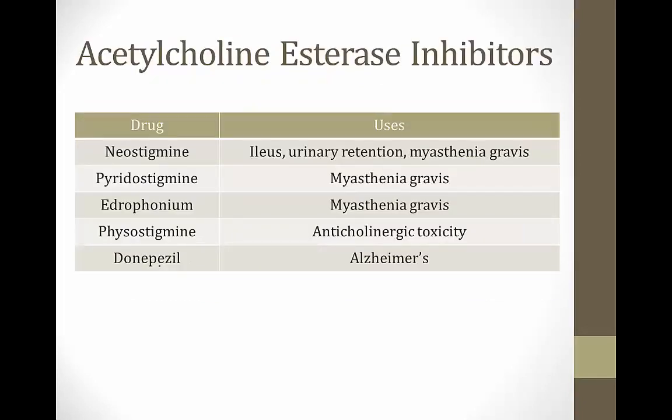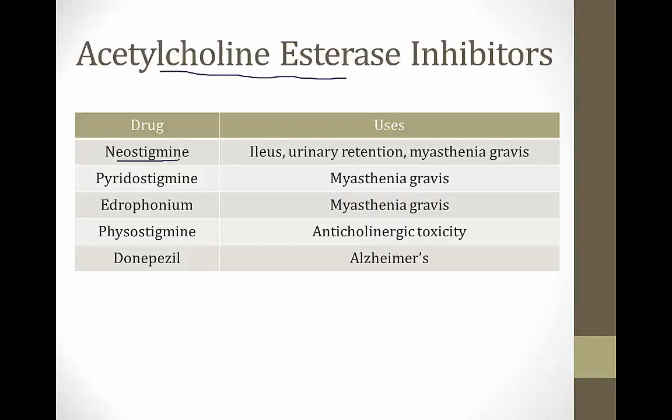Acetylcholine esterase inhibitors also increase the activity of acetylcholine receptors. However, they do so indirectly in contrast to the acetylcholine agonists. So the way these drugs work is they inhibit the enzyme acetylcholine esterase, which breaks down acetylcholine. This will increase the amount of acetylcholine in the synapse and indirectly raise the activity level of acetylcholine receptors. Drugs in this class are shown on this slide.